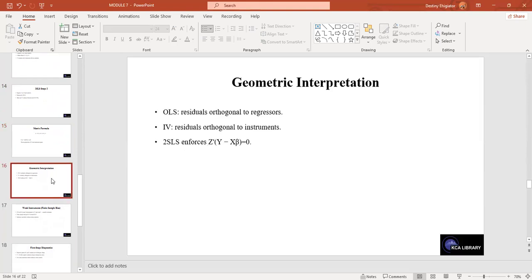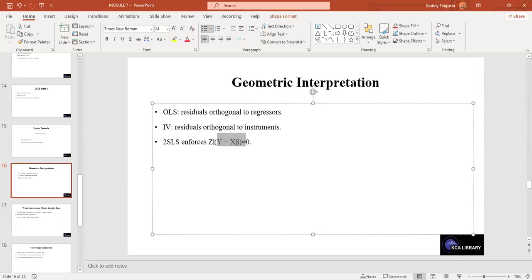Let's look at the geometric interpretation. In OLS, residuals are orthogonal to regressors. In IV, residuals are orthogonal to instruments. 2SLS enforces these formulas, making it 0. This particular one here.